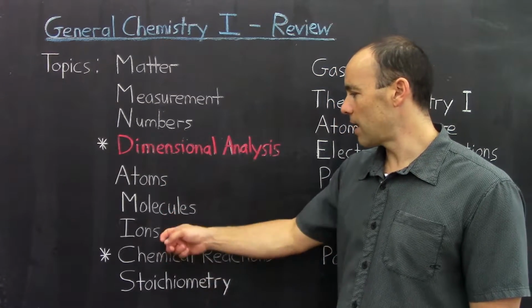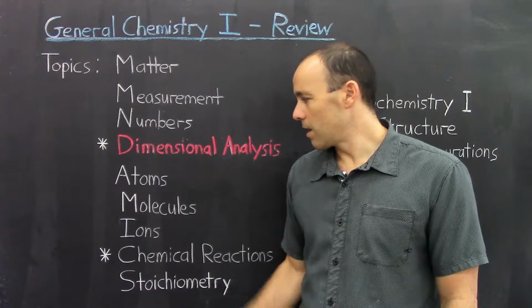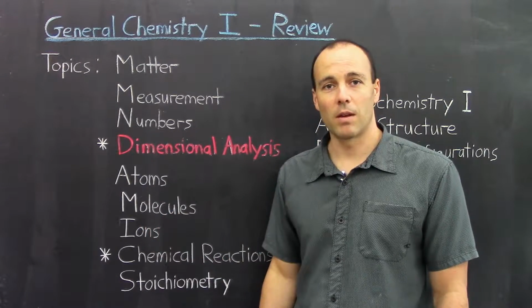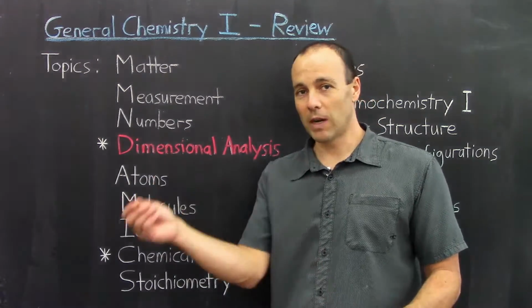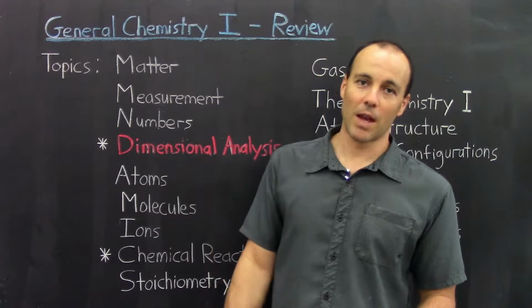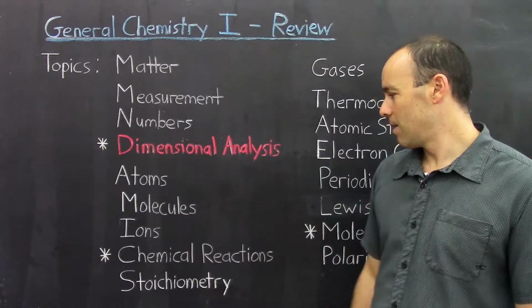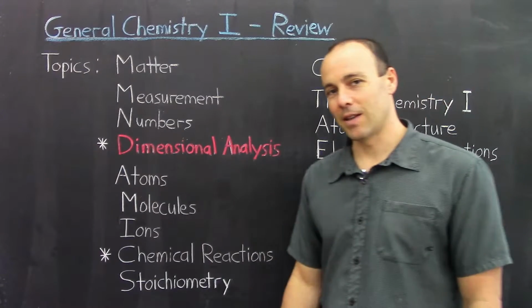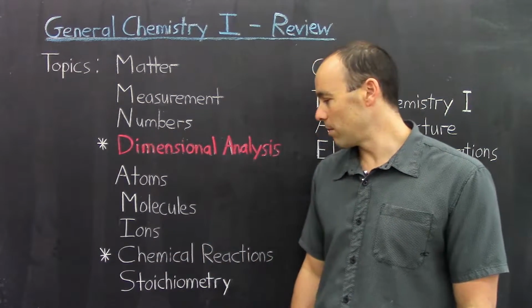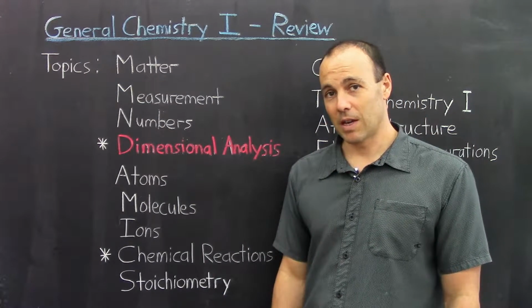Atoms, molecules, and ions kind of go together. The building blocks of matter. Ions are what you get when you either remove an electron from an atom or molecule, or you give it an extra electron or two. Ions. Chemical reactions, finally. Chemical reactions, we'll take a closer look at chemical reactions, probably do a calculation involving the stoichiometry of a chemical reaction.